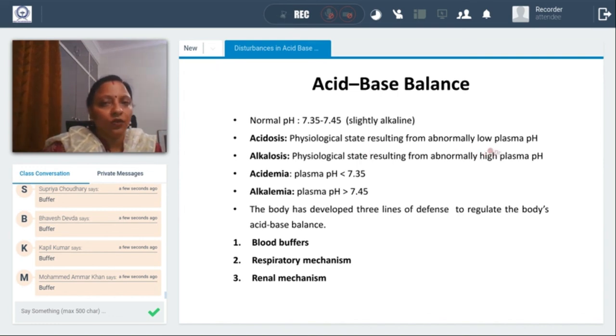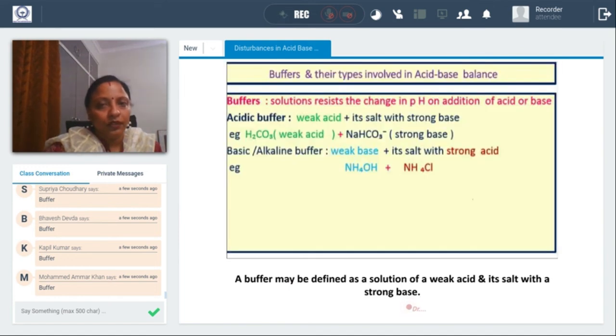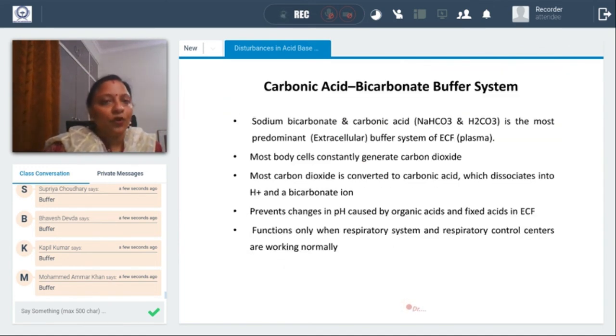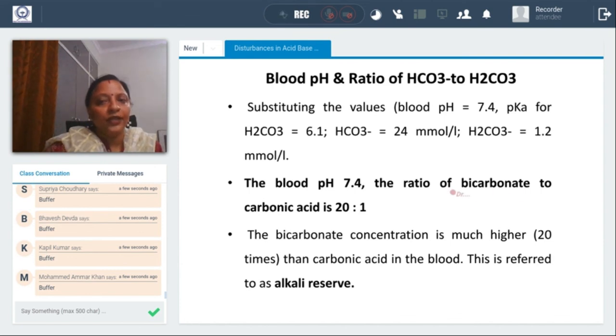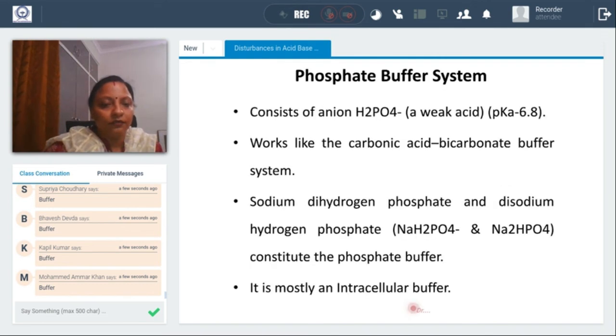Acidosis is a physiological state when pH is low, and alkalosis is a physiological state resulting from abnormally high plasma pH. Then what is acidemia and alkalemia? When plasma pH is lesser than 7.35, it is called acidemia, and when it is greater than 7.45, it is called alkalemia. Three different systems: blood buffers, respiratory mechanism, and renal mechanism. First important extracellular buffer is carbonic acid bicarbonate buffer. The ratio of bicarbonate to carbonic acid is 20 to 1. When the bicarbonate concentration is about 20 times higher than carbonic acid, it is referred to as alkali reserve.